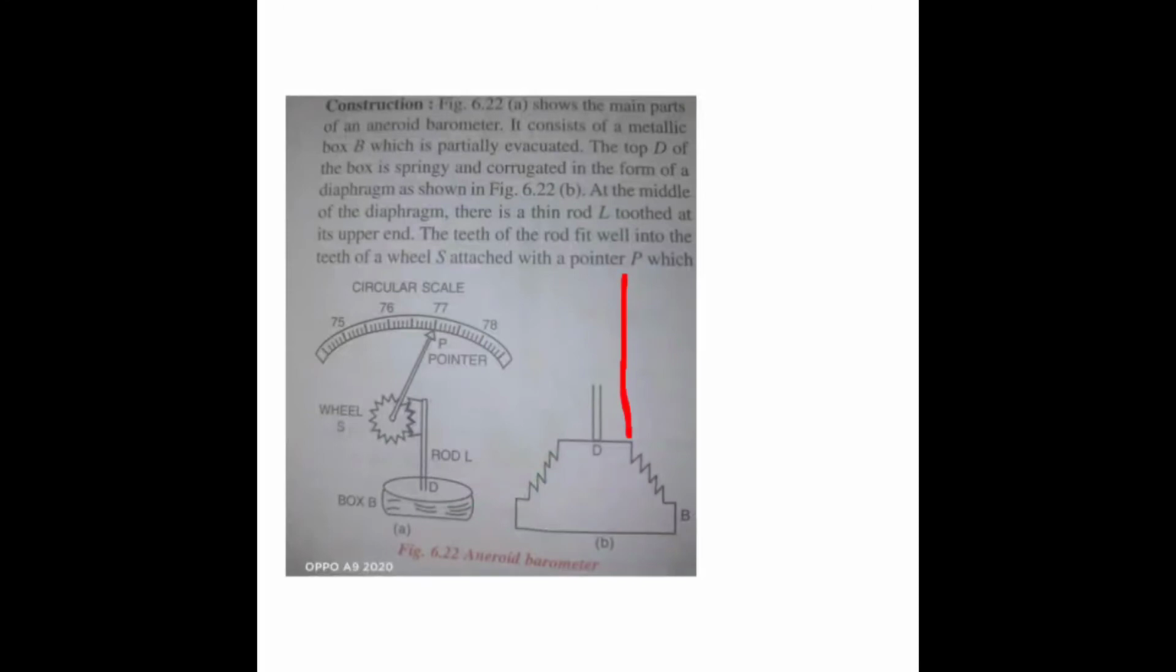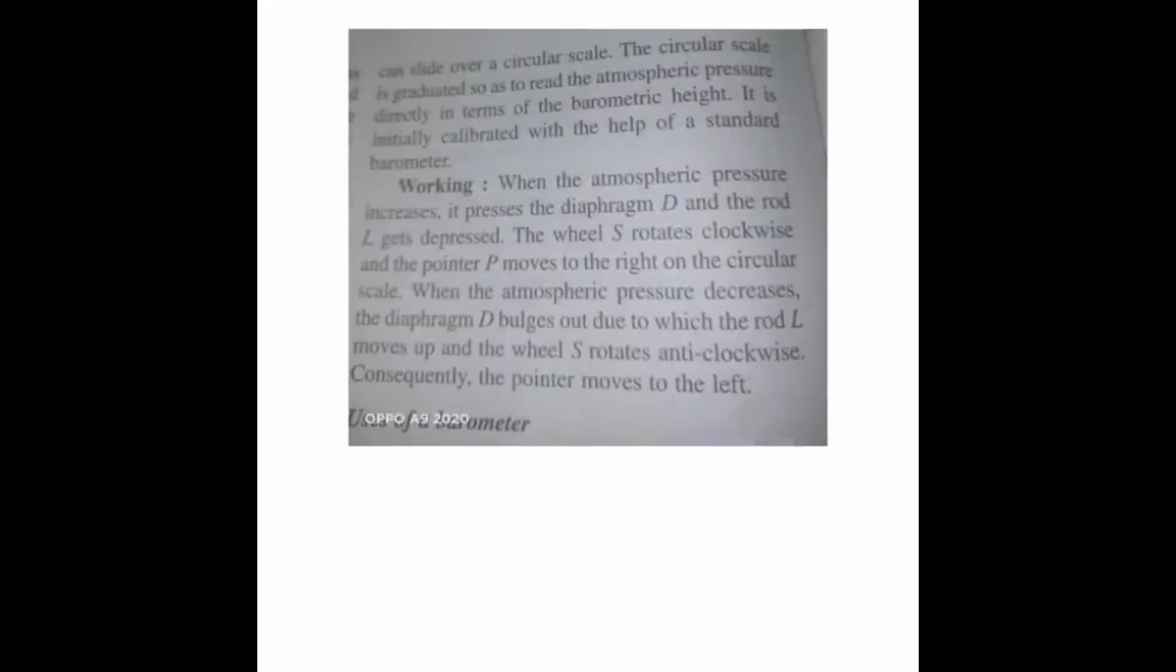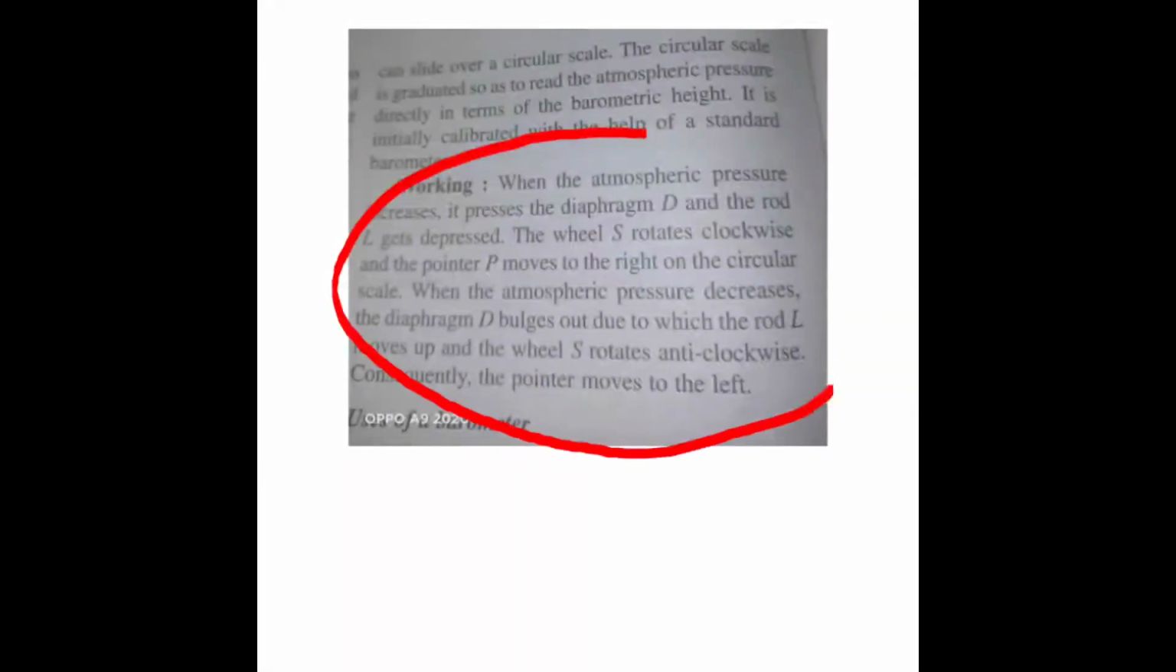So I repeat, when there is huge pressure, the rod will depress the diaphragm, and as the diaphragm gets depressed, it will move the wheel, and due to movement of the wheel there will be movement in the pointer. Likewise it will show different readings of atmospheric pressure. You can write this working also, of the aneroid barometer, how it works.